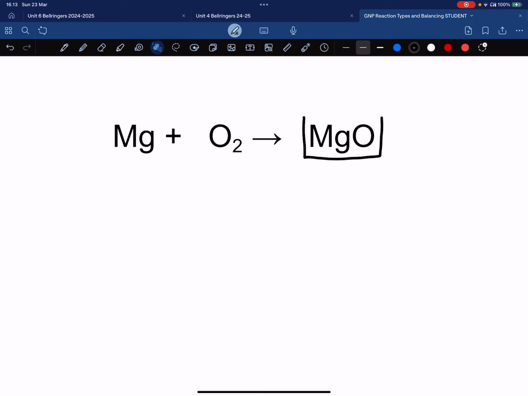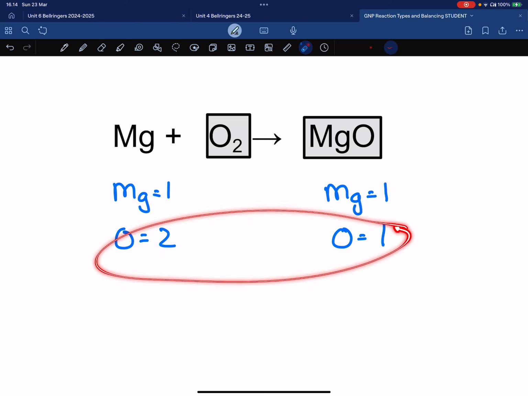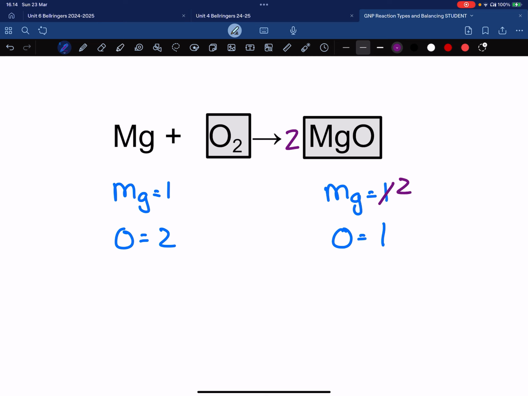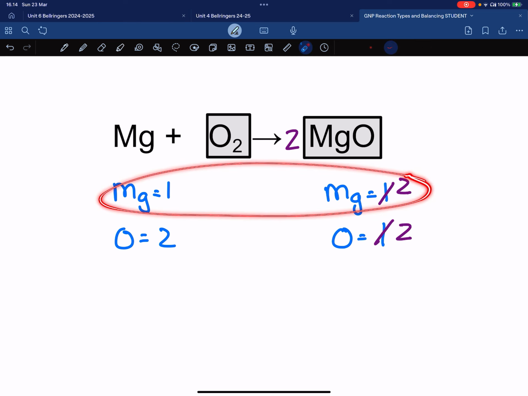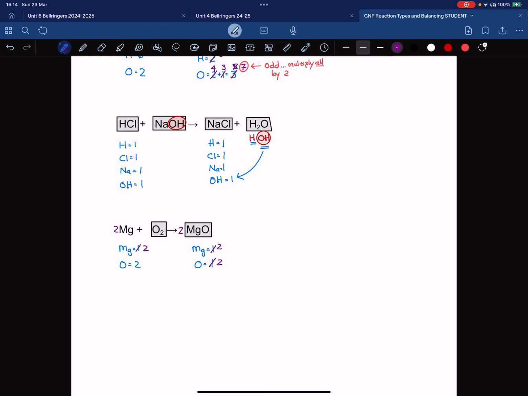Can't change the compound. All right. Magnesium, 1, oxygen, 2, magnesium, 1, oxygen, 1. So clearly, I've got to multiply the 1 on the right by 2. So I'm going to do that. That changes that to 2. That changes that to 2. So clearly, I now have to multiply the 1 on the left by 2. And that balances everything. All right, guys.